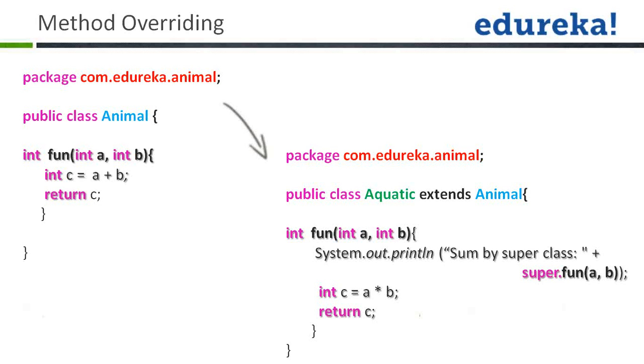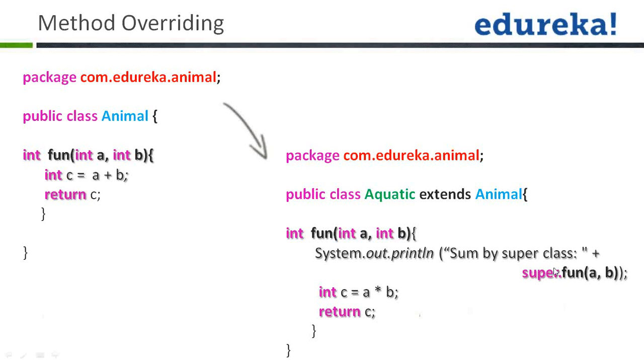Now in the second class, aquatic, we have the same signature, as you can see: integer function, integer a, integer b. But what we are doing is printing the sum by superclass. We call this super function. We can also do that using the super keyword. In the last class we had a question on superclass, what is the use of that. So this way you can do it. You can call the constructor of the superclass using super. You can call the method of the superclass like that.